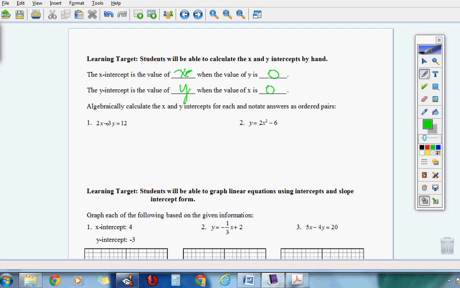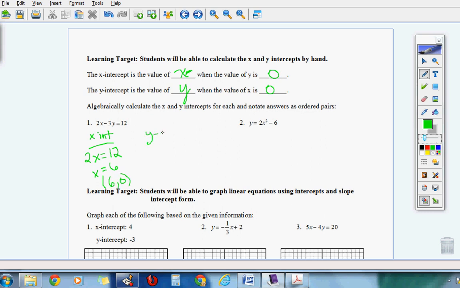Okay, so what you're going to do here is simply find the x and the y-intercept. To find the x-intercept for this one, I'm going to label this quickly here. The x-intercept is the x value when y is 0. So if I put in a 0 for y, all I'm left with is 2x equals 12. 3 times 0 is 0, so 2x equals 12. It's also called the cover-up method. So x is equal to 6. My ordered pair answer would be 6, 0.